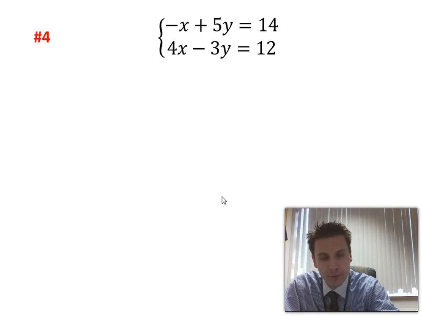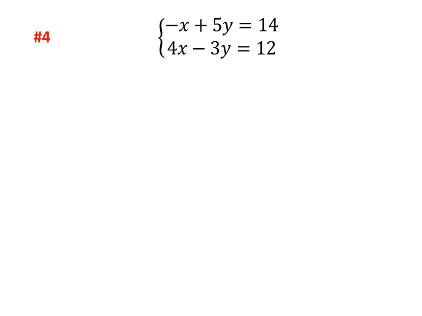All right, and we're back with problems 4 and 5 from your Algebra Chapter 10 practice test. On the screen here we have problem number 4, where we're given the system negative x plus 5y equals 14 and 4x minus 3y equals 12.